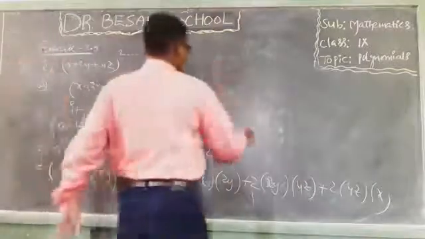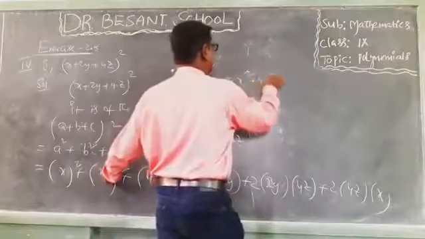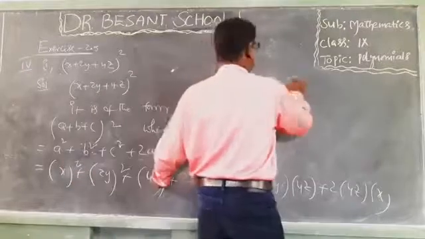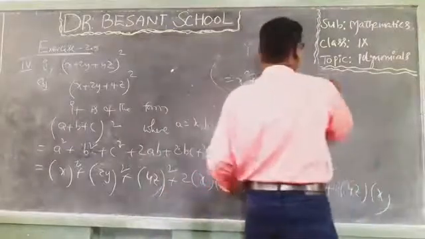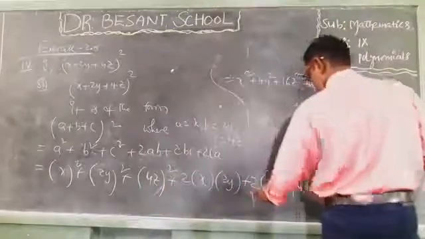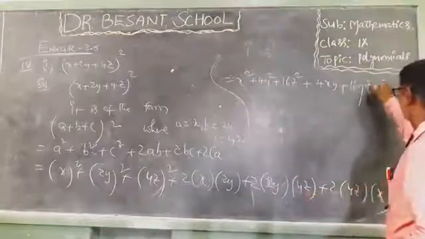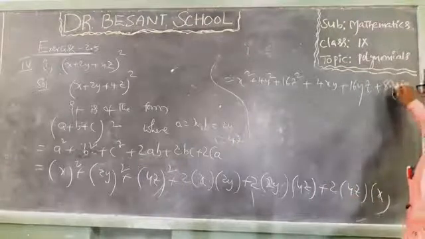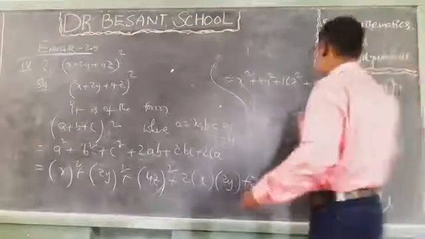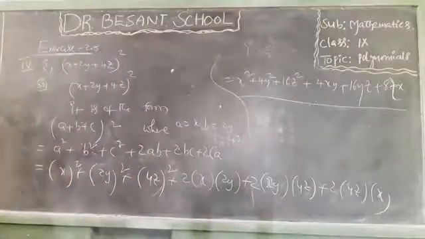Now observe, it is x square plus (2y) whole square is 4y square, plus (4z) whole square is 16z square, plus 2 into x into 2y, 2 2s are 4xy, plus 2 into 2y into 4z, 2 2s are 4, 4 4s are 16yz, plus 2 4s are 8, 8zx. Yes, children? So that is the expansion of that (x + 2y + 4z) whole square.